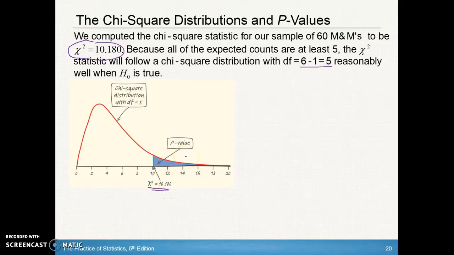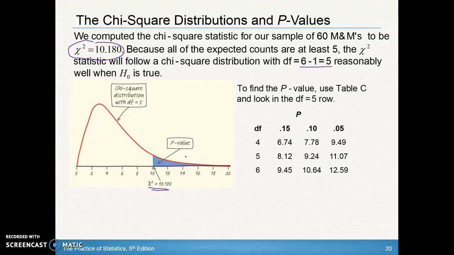Now that's really the exact same thing as when we talked about the p-values for all of our other types of distributions. There's not anything different. So there's two ways to find the p-value. You can go ahead and use Table C in the tables of statistics that you have, and you'll want to make sure that you're looking at the one labeled chi-square distribution. Go ahead and look at the degrees of freedom of 5.